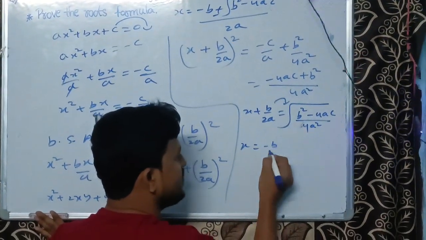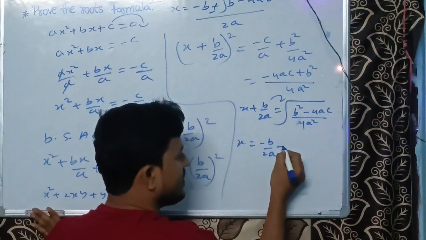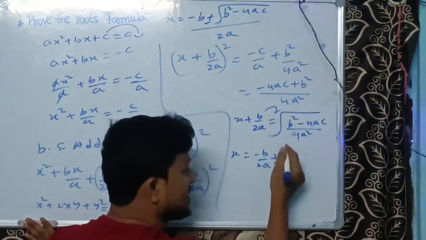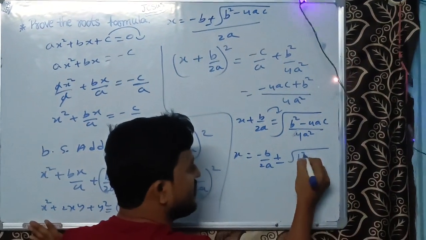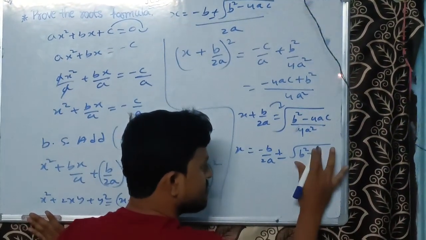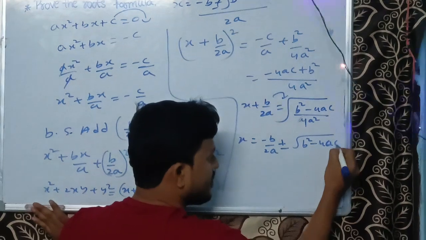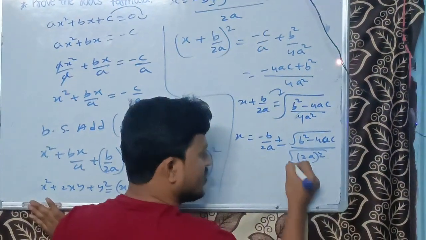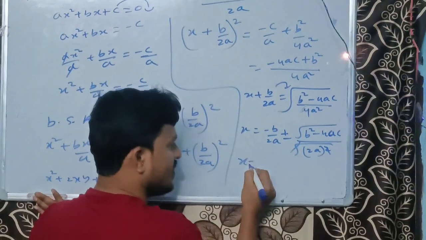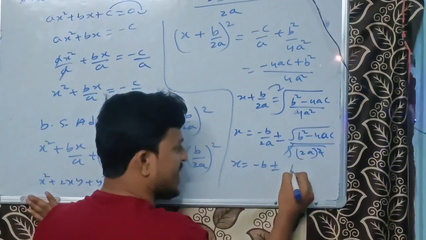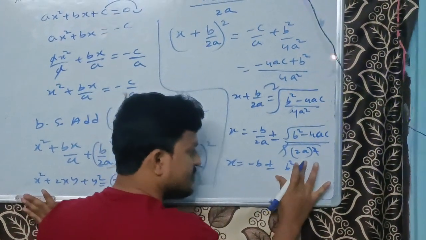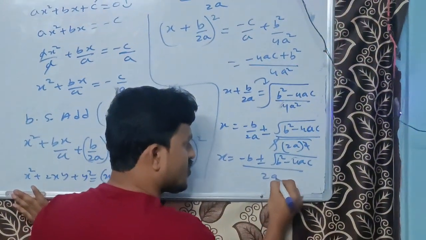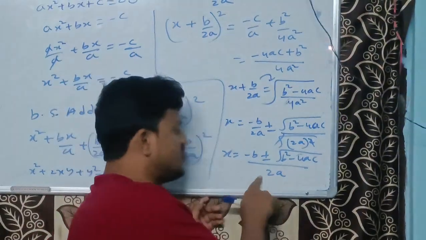This also is transferred to this side. x is equal to minus b by 2a. This whole root means plus or minus, root means plus or minus value. That means whole root of b square minus 4ac by 2a, whole square root. The square root cancels. Therefore, taking the LCM, x is equal to minus b plus or minus square root of b square minus 4ac by 2a. Hence proved.